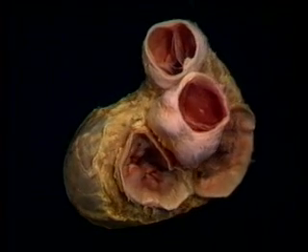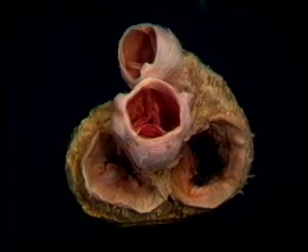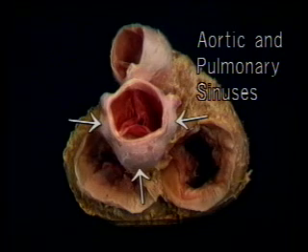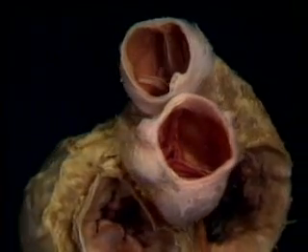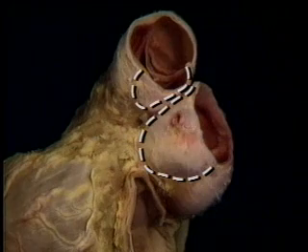The pulmonary trunk and the aorta are markedly dilated at their origins. On each vessel, the dilatation consists of three bulges, or sinuses, whose position matches the position of the valve cusps. To get a better look at the cusps of the outflow valves, we'll remove these parts of the vessel walls.